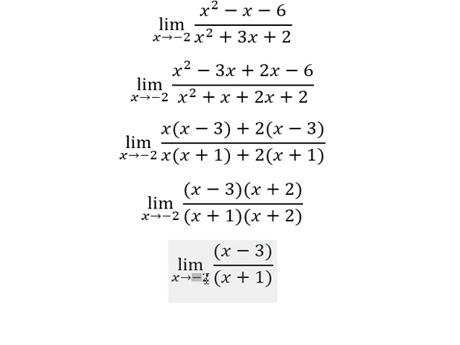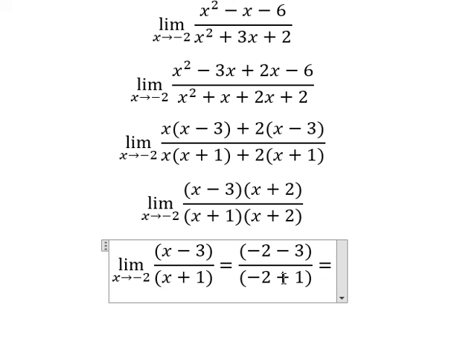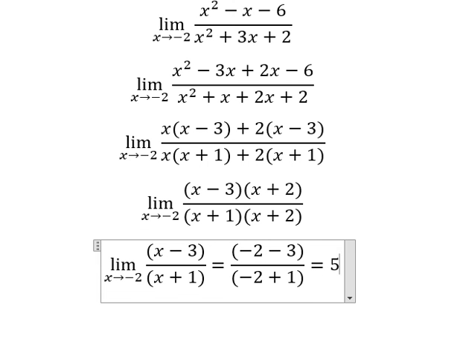Now I will put negative number 2 going here and here. So we have the final answer. So we calculate this one, and we have positive number 5.